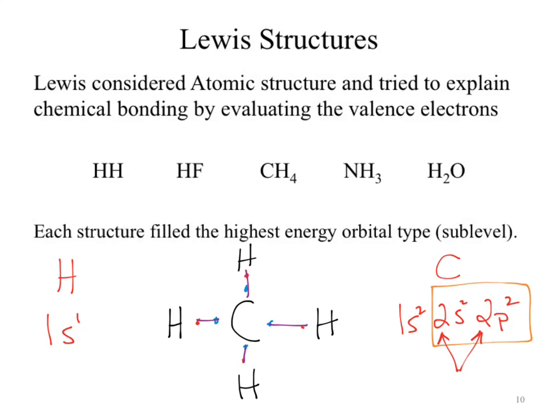So the highest energy level is 1, 2, 3, 4, 5, 6, 7. 7 is your highest energy level.